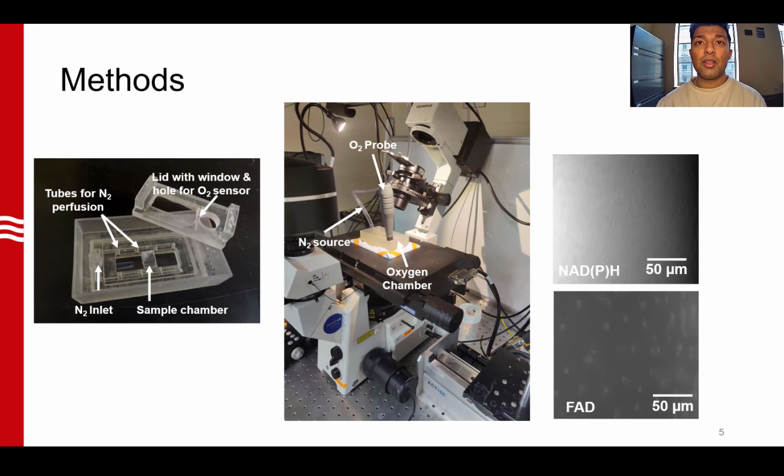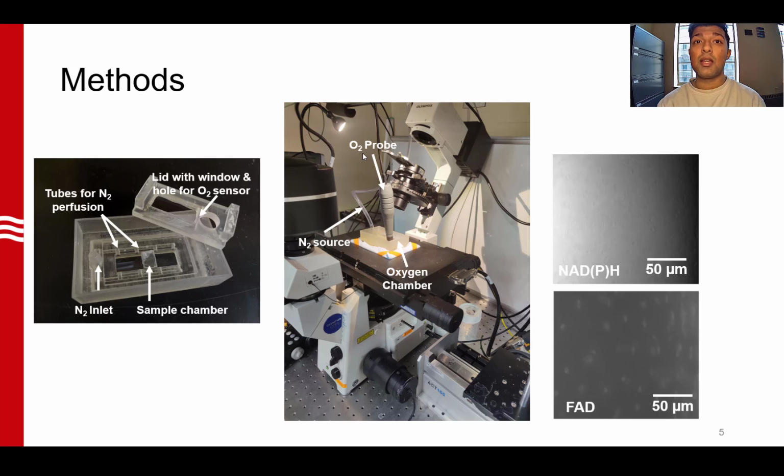Methods continued. On the leftmost image, you will see a picture of the oxygen chamber. It has the tubes for the nitrogen gas perfusion, also an inlet for the nitrogen gas. There's a lid with a window and a hole for the oxygen sensor, and finally, there's the sample chamber, which holds the sample in place while ORI is being conducted.